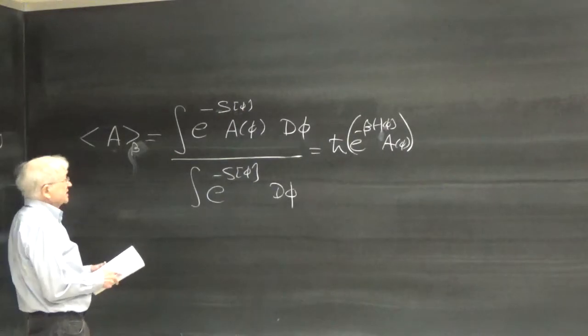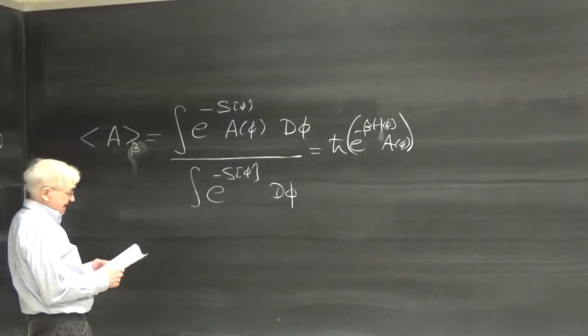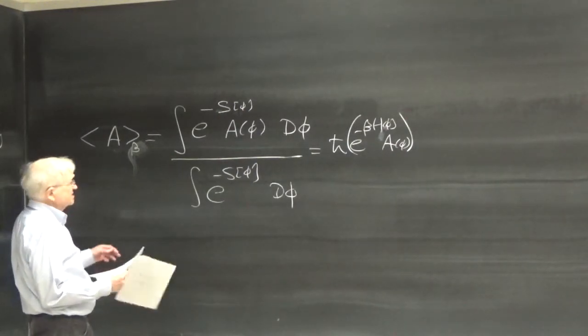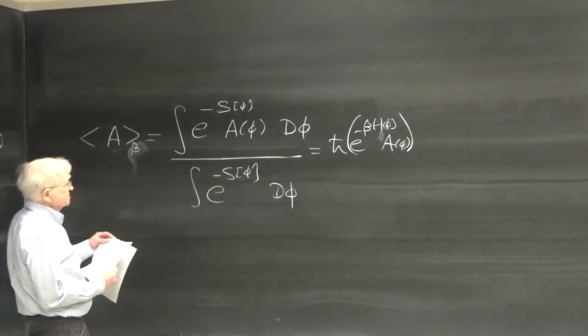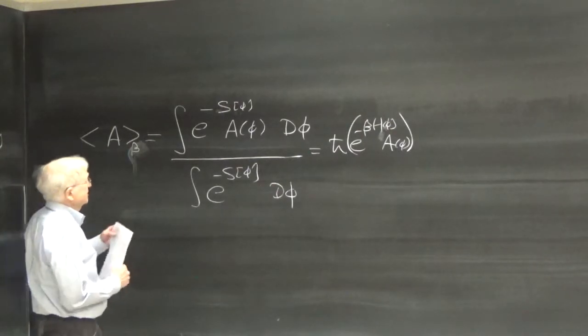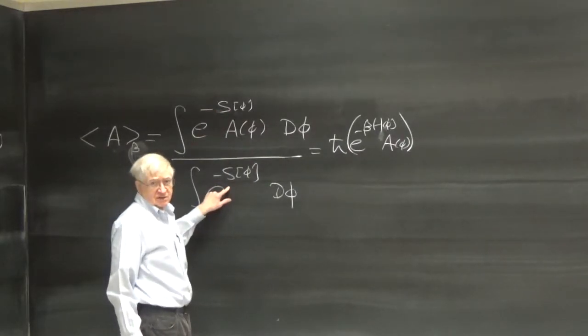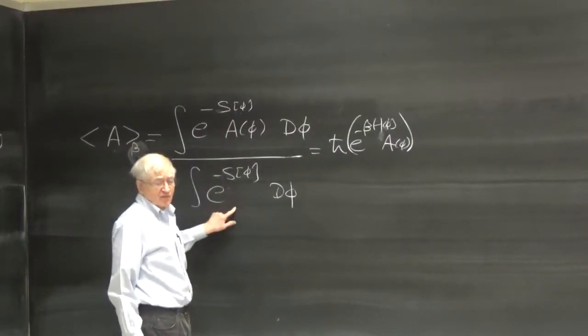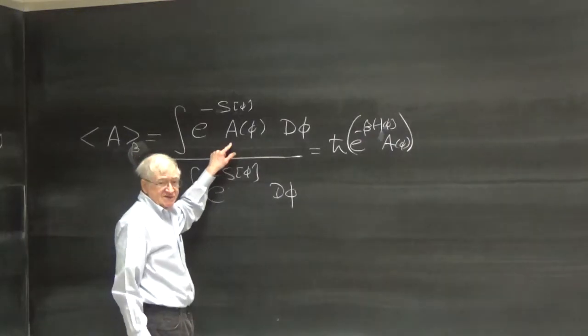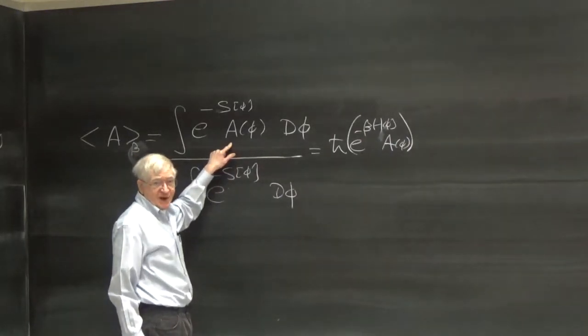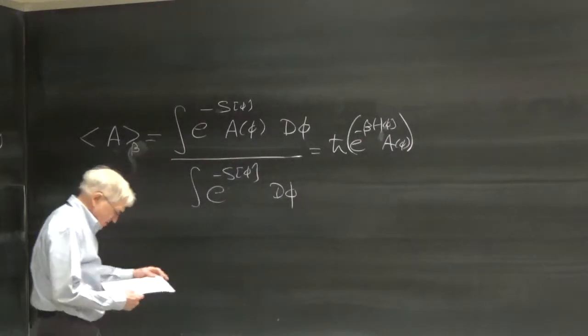So the question is, how do you approximate these? And one way to approximate such things is, well, of course, let me just mention, if this happens to be quadratic, you can just do the integral. You can do both path integrals. Well, it depends on what A is, but if A isn't too complicated, you can do the path integral.